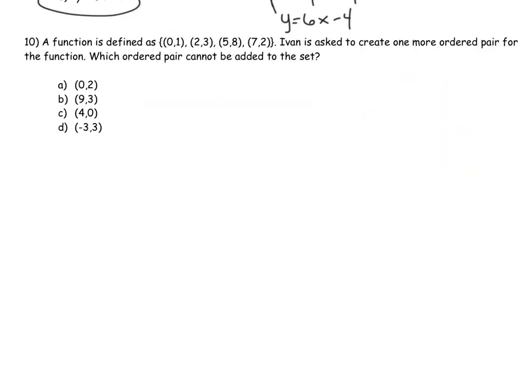A function is defined by (0, 1), (2, 3), (5, 8), and (7, 2). Ivan is asked to create one more ordered pair for the function. Which ordered pair cannot be added? All right, so pay careful attention to that part. Cannot be added. Now, a set of ordered pairs is a function if the x values don't repeat. So the x values can never repeat.